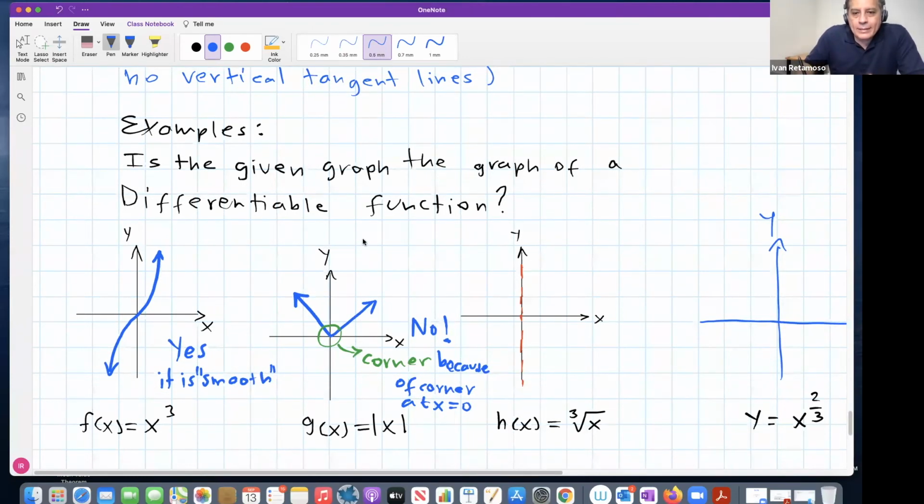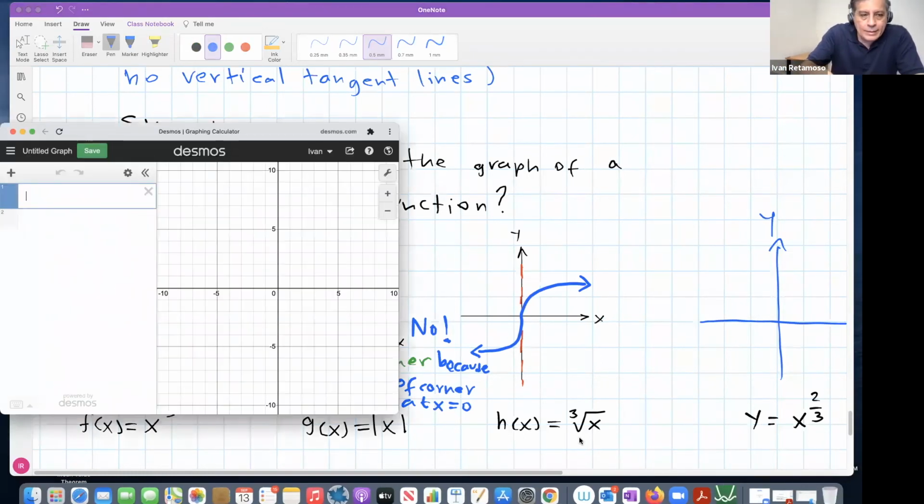What about this other function? It's called h of x equals the cube root of x. When you graph it, it shows you this. Professor, how do you know that's the graph of cube root of x? Well, guys, if you use your Desmos graphing calculator, check it out there.